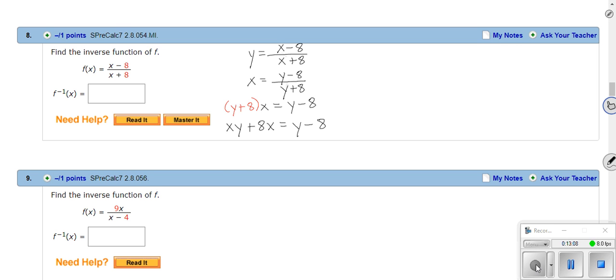Now, once you get to this step, the goal is to get the two terms that have y in them together on one side of the equal sign and all the other terms on the other side. So I am going to move my negative 8 over and I'm going to subtract my xy to move it over. So now my two terms with y's in them are on the right-hand side. The other two terms are on the left-hand side. Okay, so let me continue this.